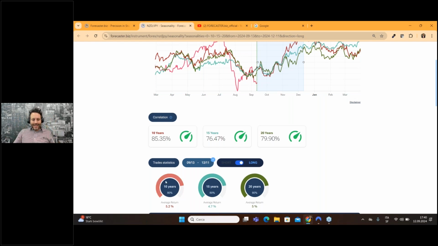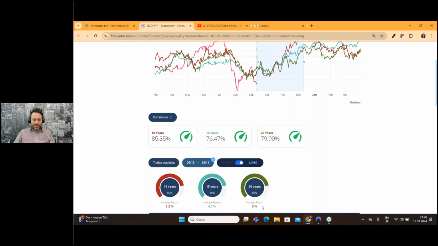We can go to the trade statistics, where we can find that in the last 10 years we had an average return of 5%. In the last 15 years, we had a return of 4.7%. In the last 20 years, we had an average return of 5%. This is very good news, because the average return is also very consistent. This is why I really love this pattern, because we have the proof that also in the last 20 years, we had this pattern.